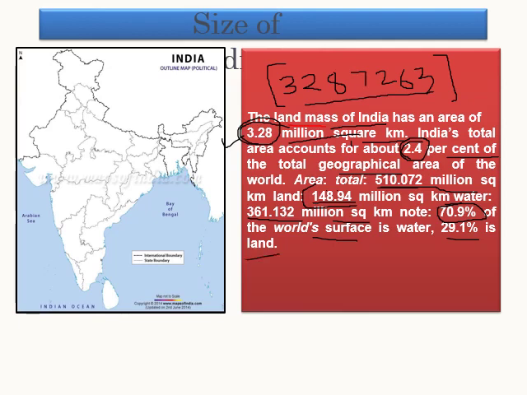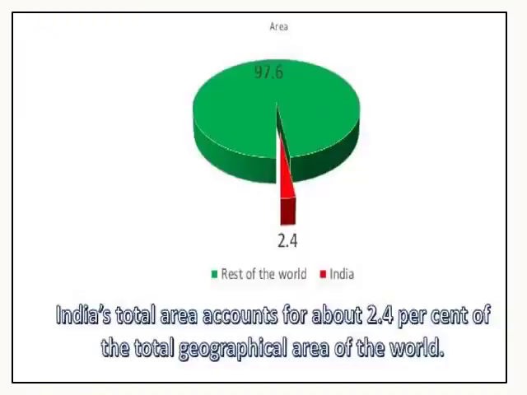Among that 29.1%, we have 2.4% of the land area. Okay, how much? 2.4% of the complete area of the world. So in this pie chart, you can clearly see this 97.6% for the whole world and this 2.4% for India.